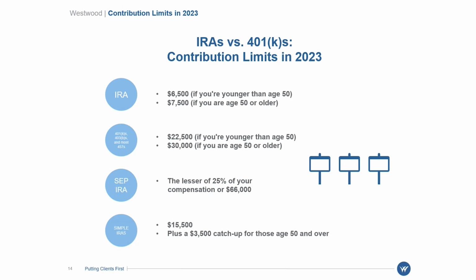The SEP IRA contribution limit in 2023 is going to be the lesser of 25% of your compensation for that year, or $66,000. And the contribution limit in 2023 for simple IRAs is going to be $15,500 plus a $3,500 catch-up contribution for those age 50 and over.